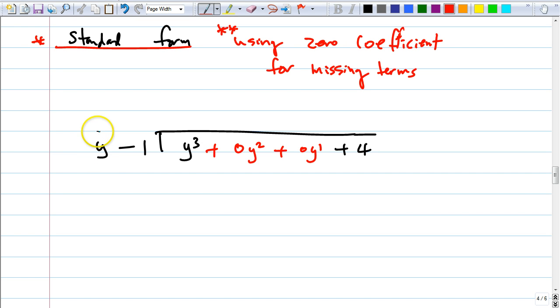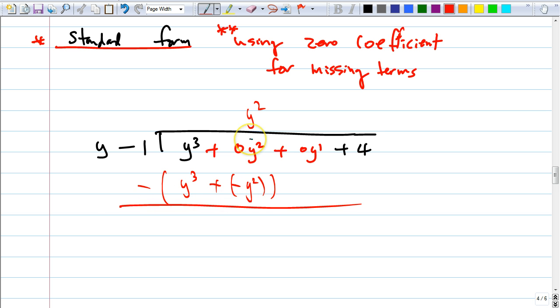So let's see how this is helpful. Again, how many times is y going into y to the third power? Y squared. And look what happens when you do this now. You get y cubed, plus what? Negative, not y, negative y squared. Isn't that right? And of course, we got to subtract the whole thing. Look, don't the like terms line up? You see what I mean?